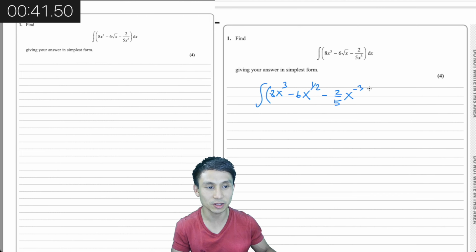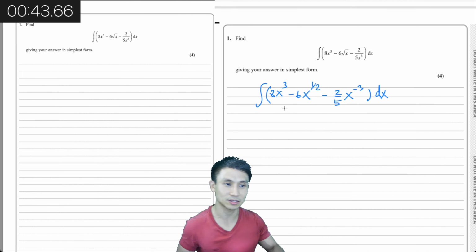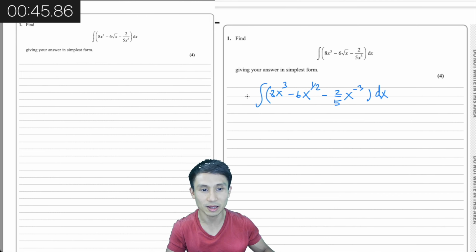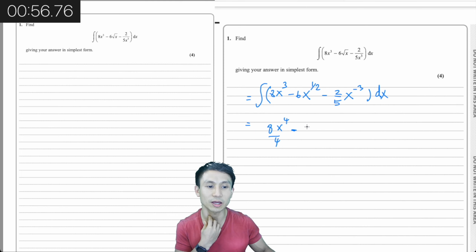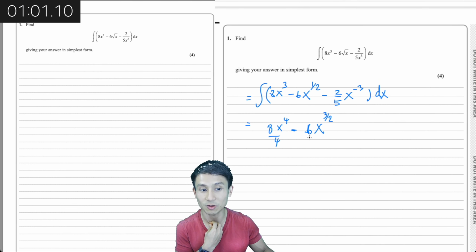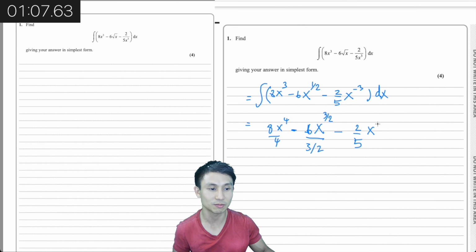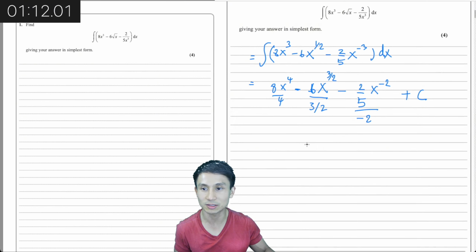All right, so we integrate this. Don't forget to write the dx at the end. Some people do forget that. So this is equal to, integrating x to the 3, we get x to the 4, divided by 4. And then integrating x to the half, we get x to the 3 over 2, because that's adding 1, divided by 3 over 2. Integrating x to the minus 3, we get x to the minus 2, divided by minus 2. And don't forget the plus c.